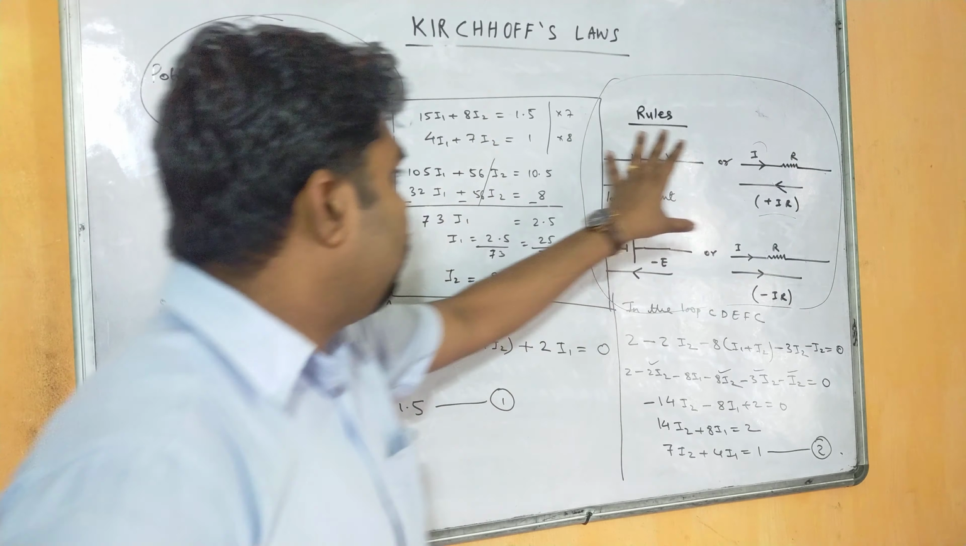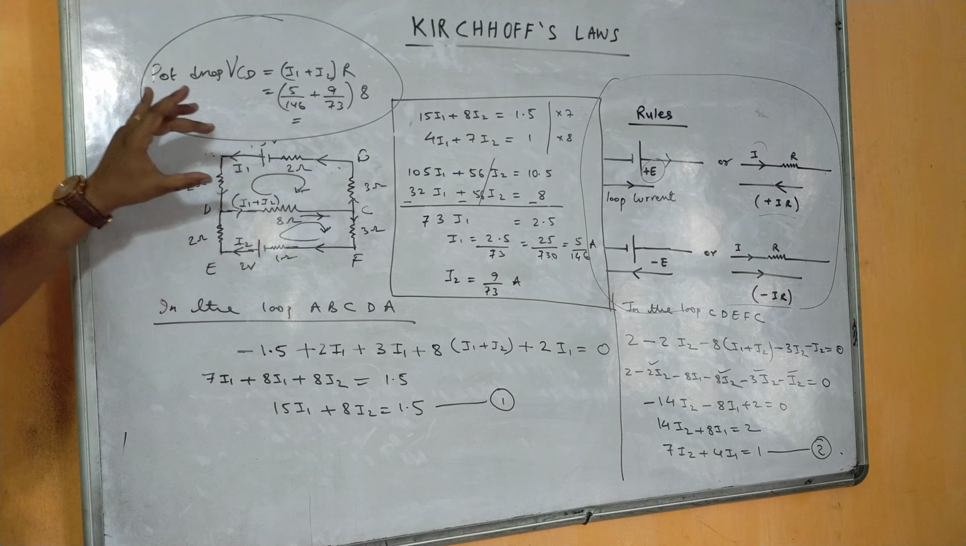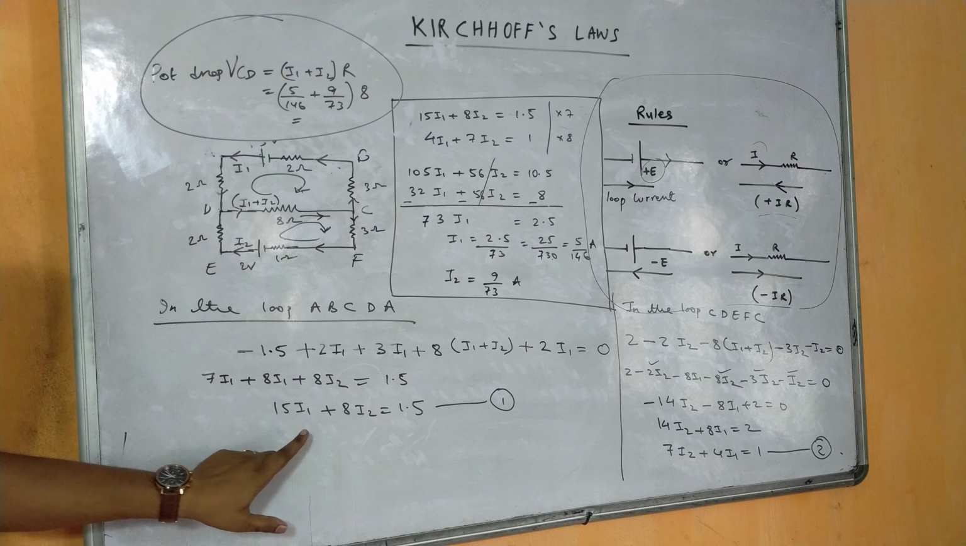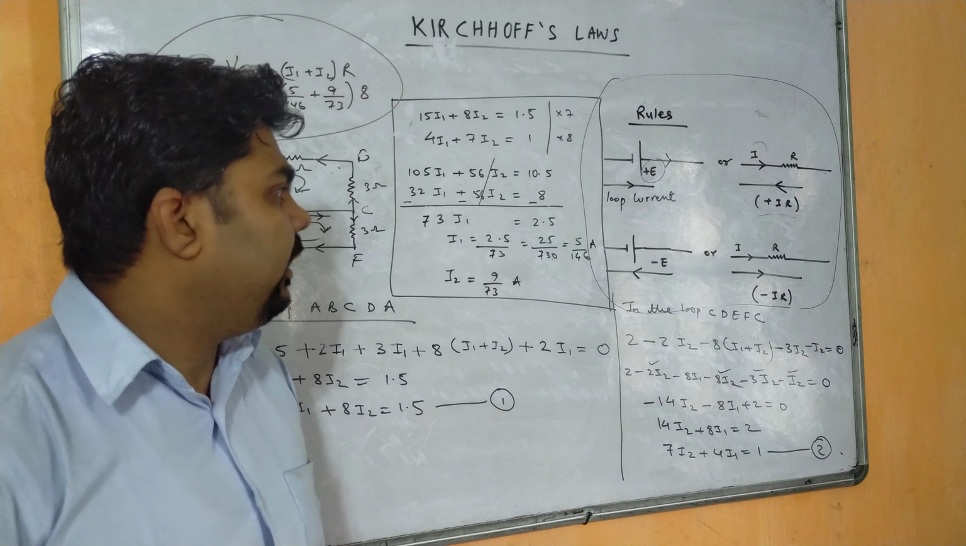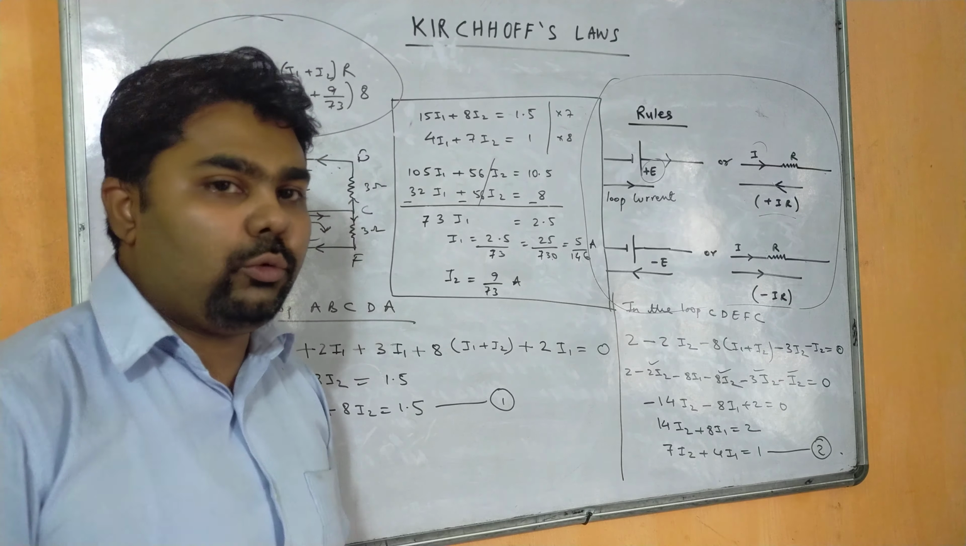Okay. So by using these two rules in two loops, we will get two equations. Once you get the two equations, you have to solve them simultaneously, and you will get the values of I1 and I2. Okay.